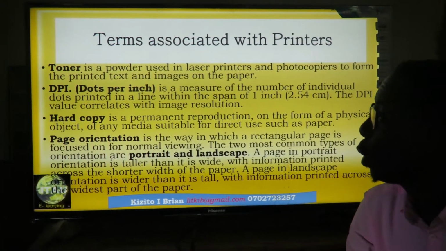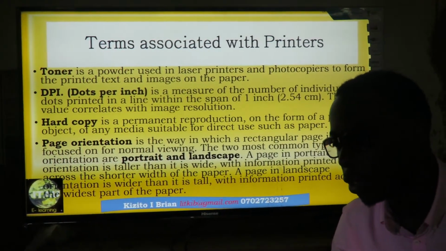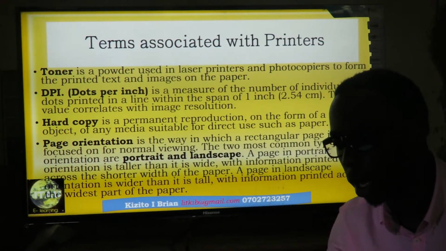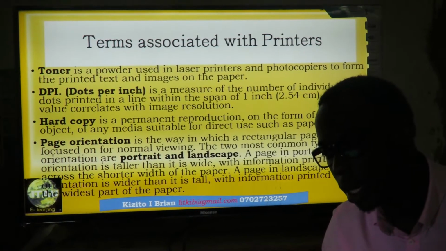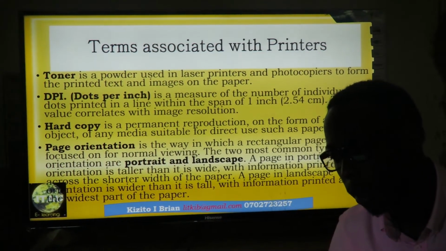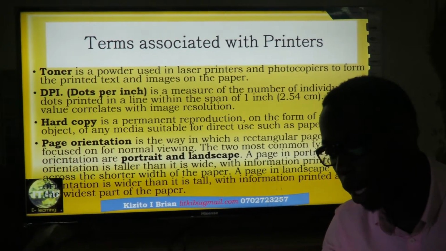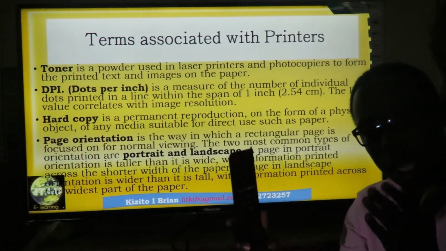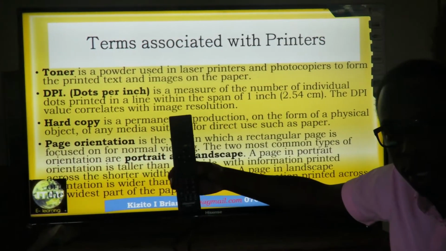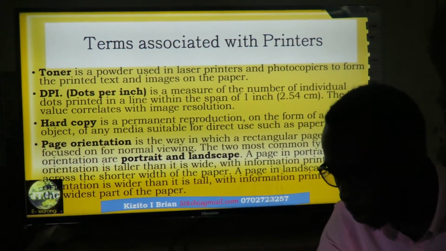There are some other terms that are used with printers, like toner, that is used by laser printers or photocopiers to form printed text and images on paper. DPI, dots per inch, the measure of the number of individual dots that are printed in a line. Hard copy, this is the tangible piece of paper that is generated out of a printer. Page orientation, the layout of a page. Is it in the longitudinal format? That is portrait. Is it in the landscape format? That is the landscape.